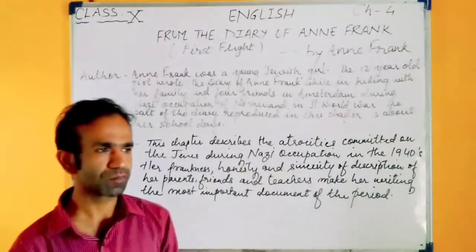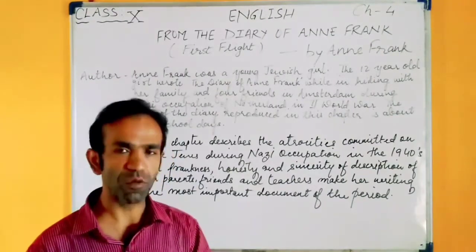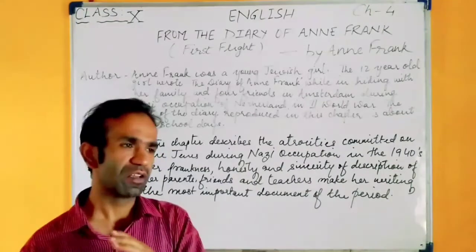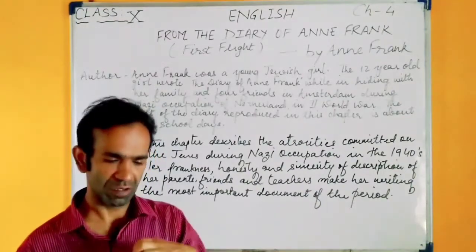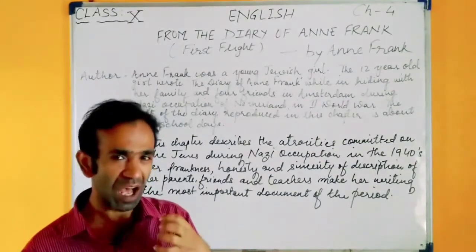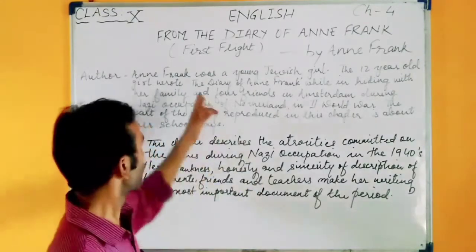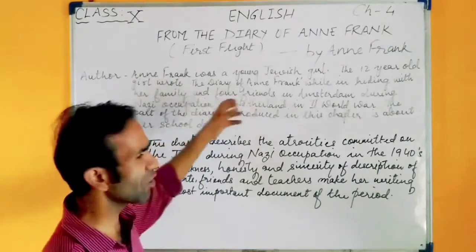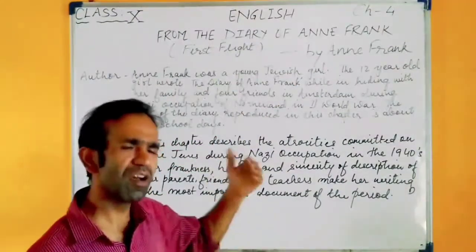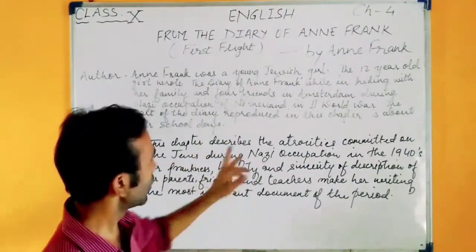Actually, what happened during Nazi occupation at the time of World War? The Nazis under Hitler, okay, they started killing the Jews, and even there was harsh atrocities against them. Okay, so this girl Annie Frank and her family, they went to a hiding place and they stayed there, and from there, before that time, she started writing that diary.